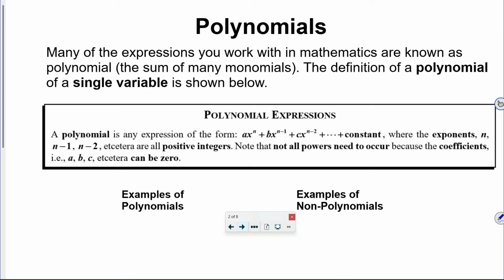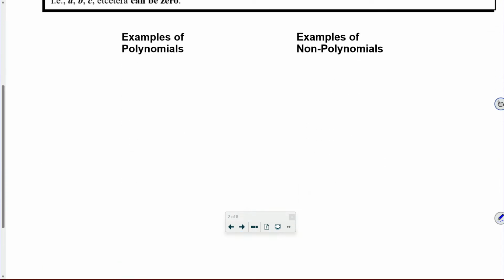A polynomial is any expression of the form a times x to the n plus b times x to the n minus 1 plus c times x to the n minus 2 plus, etc., plus a constant, where the exponents n, n minus 1, n minus 2, etc., are all positive integers, positive whole numbers. Note that not all powers need to occur because the coefficients, i.e. the a, the b, the c, etc., can be equal to 0. They can be 0.